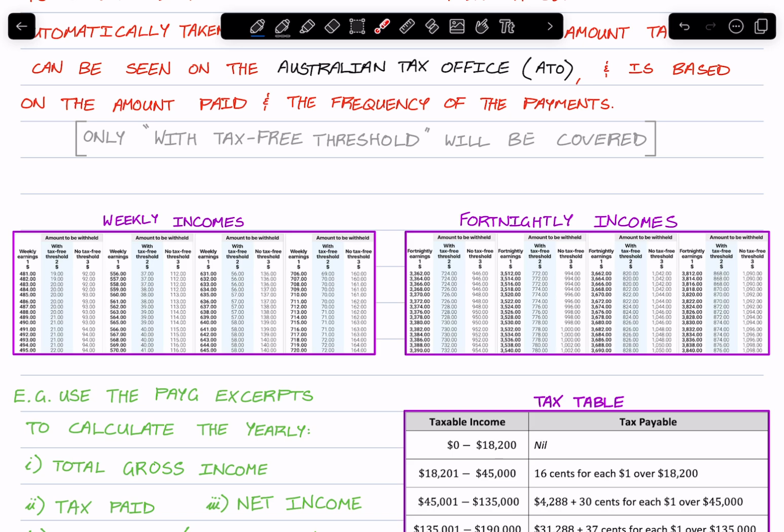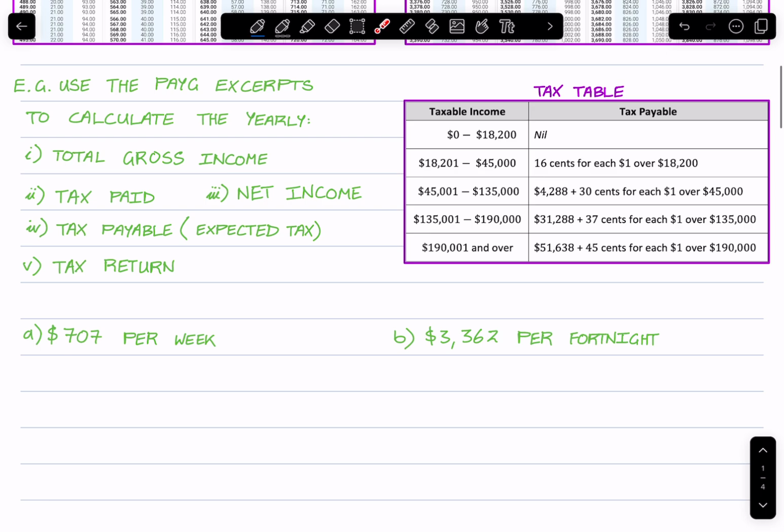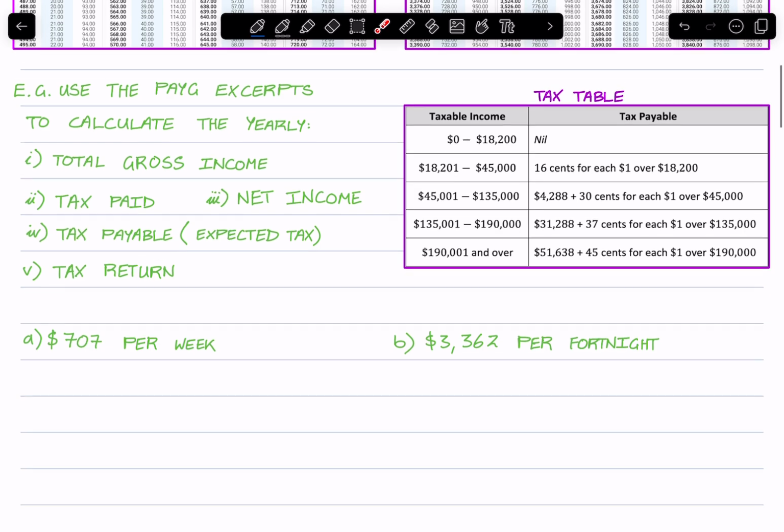Now let's just go straight into two examples. We'll do one in this video and then another in the next, just to really get our understanding developed further about this tax system. So here we go.